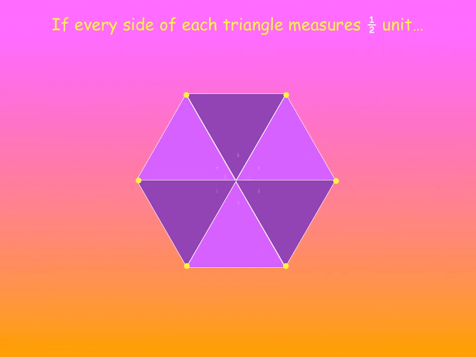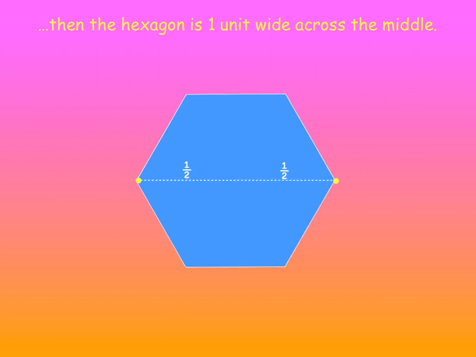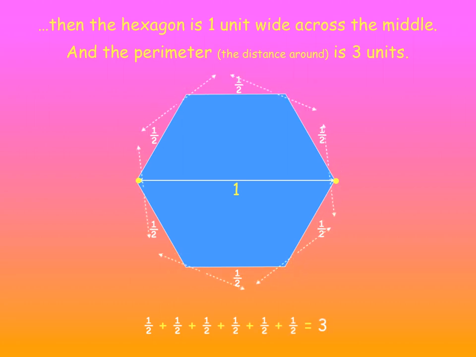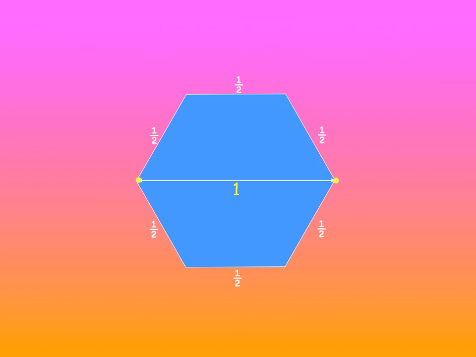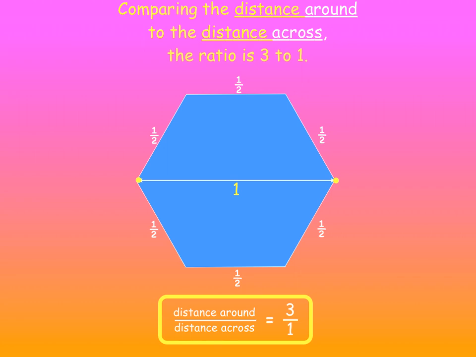Now, if every side of each triangle measures 1/2 of a unit, like 1/2 of a meter, 1/2 of a foot, and so on, then the hexagon is 1 unit wide across the middle. And the perimeter is 3 units. You add up all those halves, and you get 3. Comparing the distance around to the distance across, the ratio is 3 to 1.